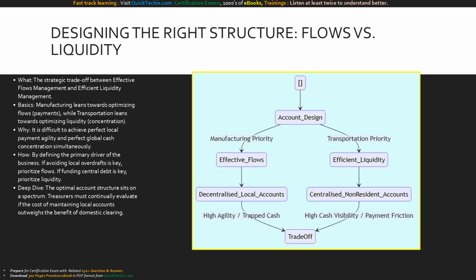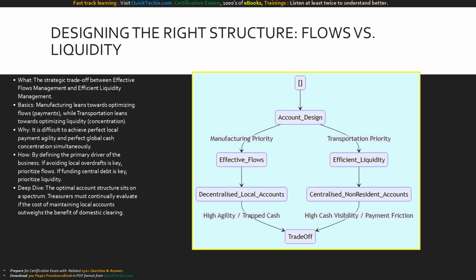This state diagram maps out the strategic fork in the road for account design. From the starting node, we branch left for the manufacturing priority, effective flows. This leads to decentralized local accounts. The inherent trade-off here is high agility, but an increased risk of trapped cash. If we branch right for the transportation priority, we seek efficient liquidity. This leads us to centralized non-resident accounts. The trade-off on this side is high cash visibility, but potential payment friction when trying to execute complex local disbursements.